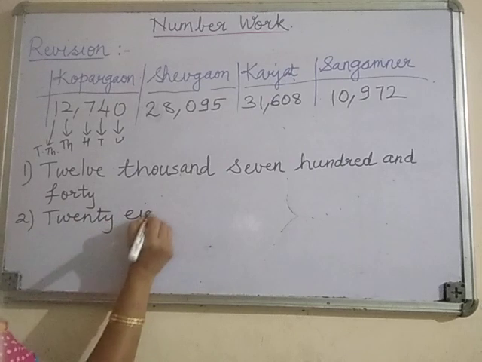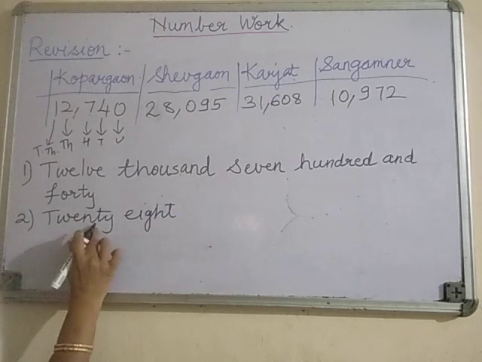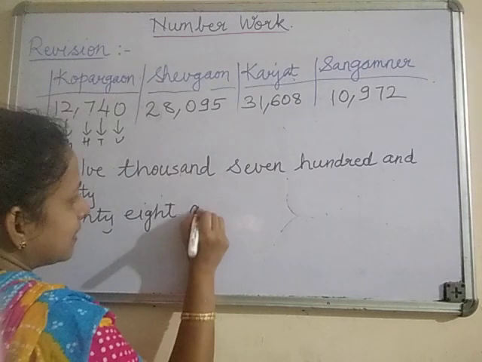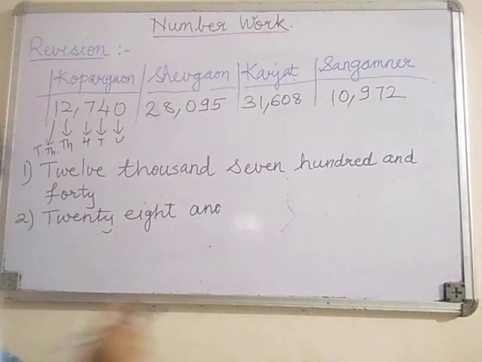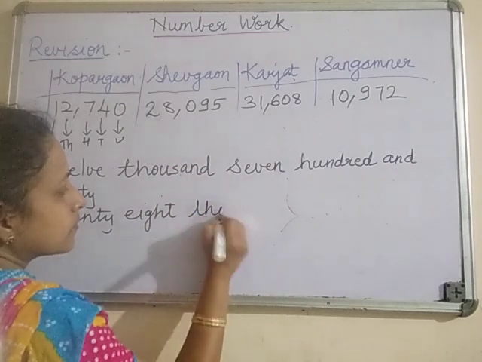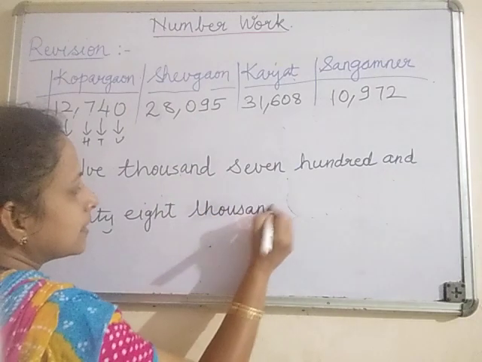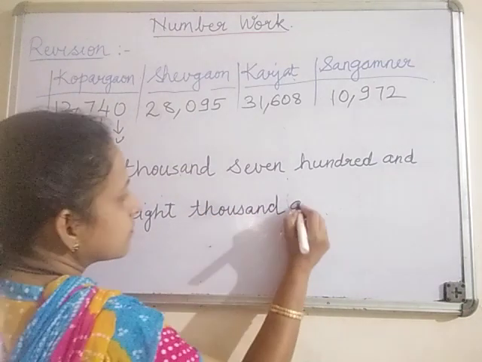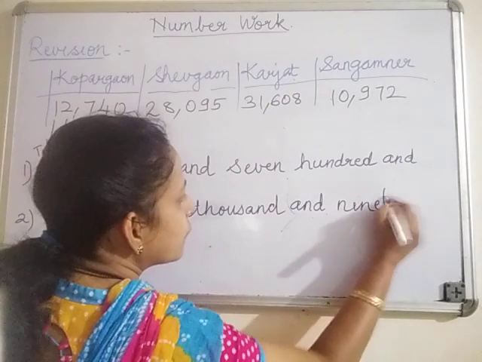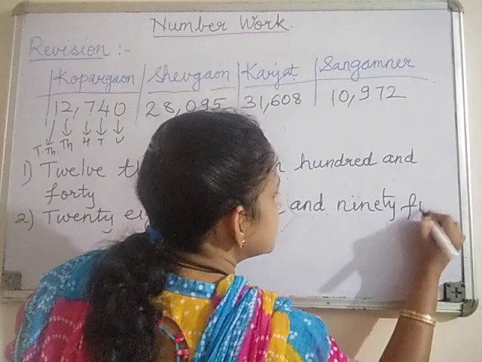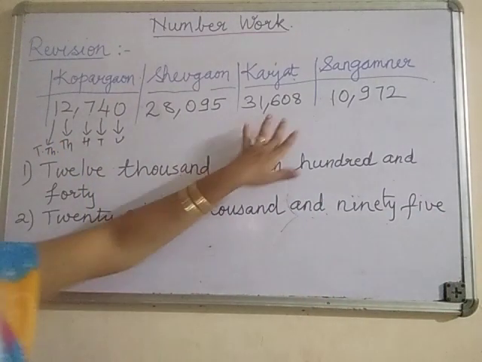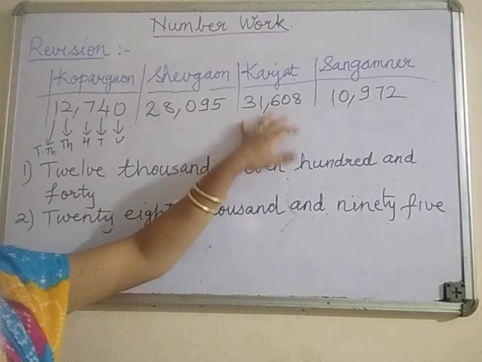So second answer will be 28, okay, 20, twenty, 28,000, 1,095. 95. Is that clear, students? So this way you are supposed to write. Whereas the next one I will read, but you will write it in your notebook.